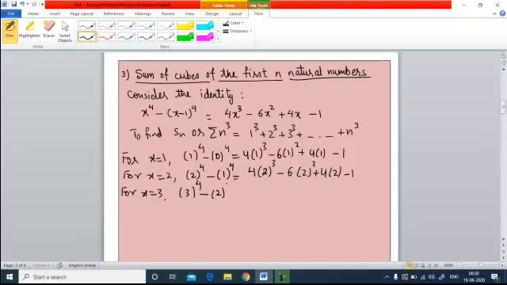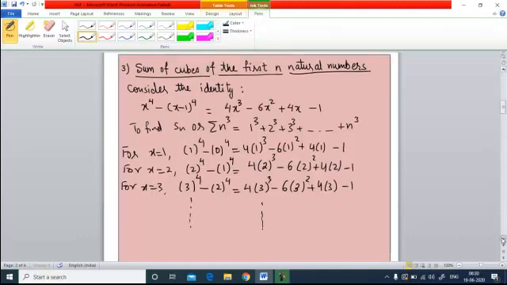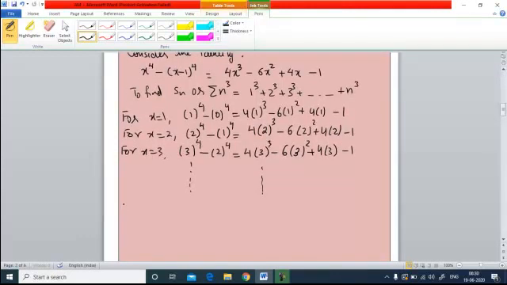This becomes 2 with the exponent 4. Then 4 into cube of 3 minus 6 times square of 3 plus 4 times 3 minus 1, and so on. Now we can replace x by n. So for x equal to n, the identity reduces to n with exponent 4 minus (n minus 1) with exponent 4. This will be 4 times n cube minus 6 times n square plus 4 times n minus 1.